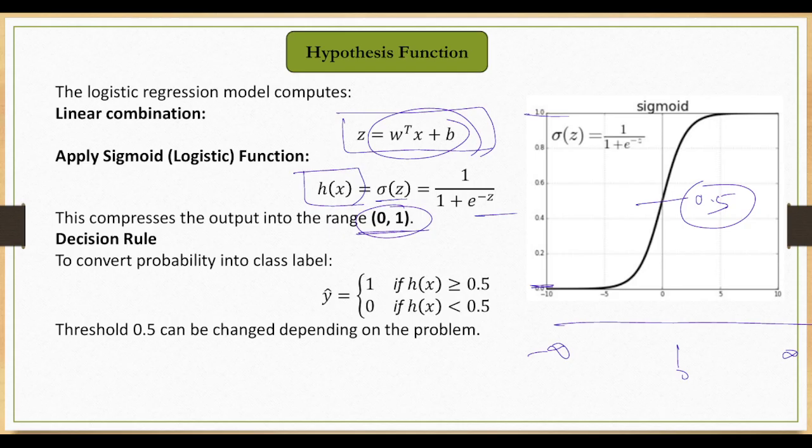For example, spam or not spam, we can categorize according to this value. If it is greater than 0.5, we can say yes, or if it is less than 0.5, we can say no. So if the hypothesis function is greater than 0.5, we assign 1, and if it is less than 0.5, it will be 0. The threshold value can be changed depending upon the problem, as we have discussed.